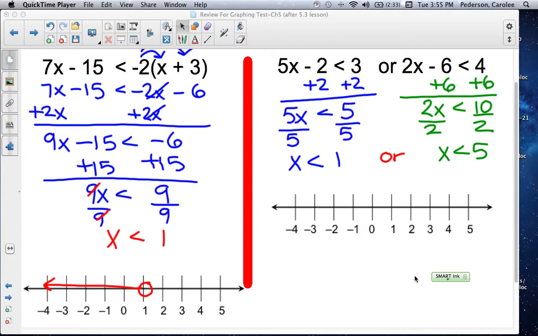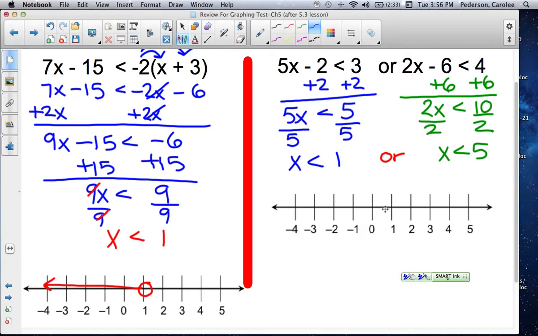So when we graph this compound inequality, let's start with the blue one. The blue one is saying open circle at 1, and how you graph that is x is less than 1. The green one is saying x going to 5, open circle, and x is less than 5. So it just kind of goes through the blue one and then moves on.